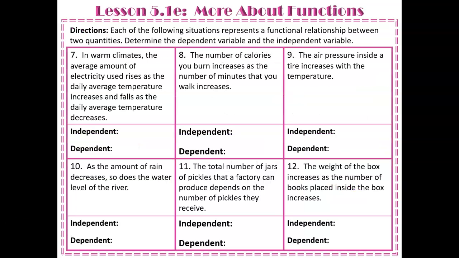So let's identify the independent and the dependent variables. In warm climates, the average amount of electricity used rises as the daily average temperature increases and falls as the daily average temperature decreases. Your dependent variable is the amount of electricity. Which makes your independent variable the temperature. So the amount of electricity you use depends on the temperature it is outside. Temperature.